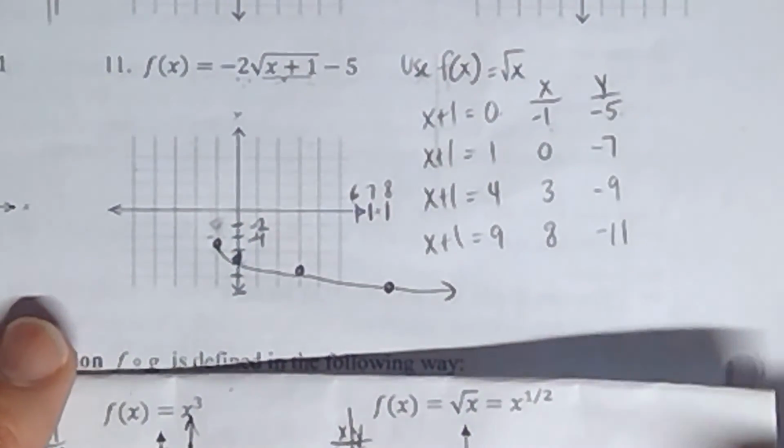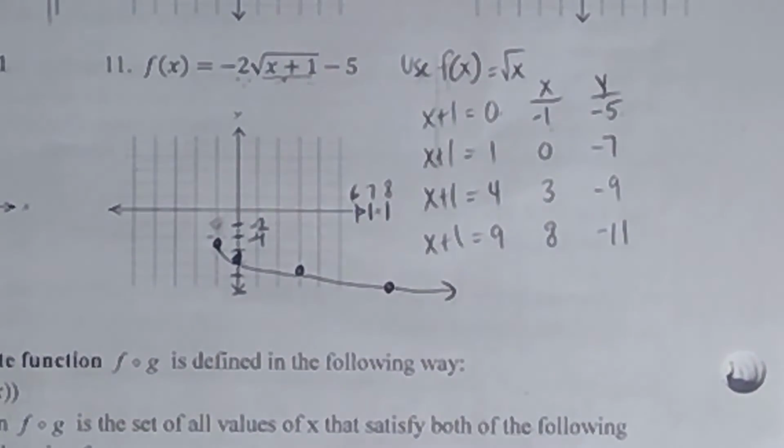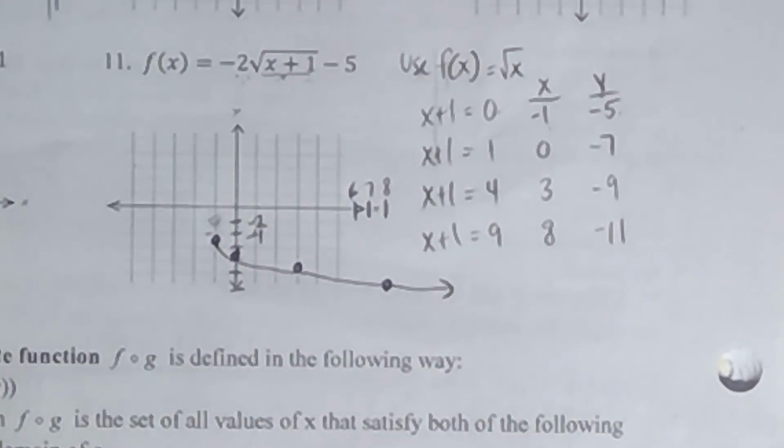Okay, so that concludes our discussion on these special types of graphs here, where they are a transformation of one of those 5 original basic graphs from section 2.6.